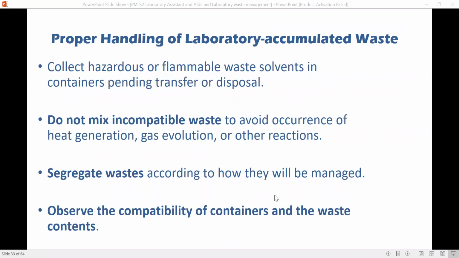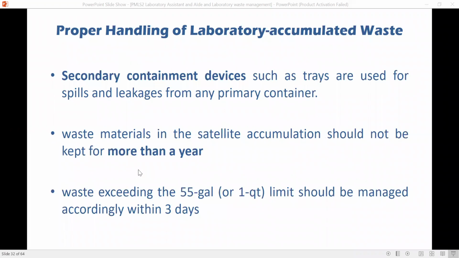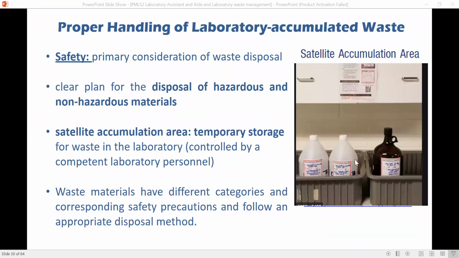Okay. So collect hazardous or flammable waste solvents in containers pending the transfer or disposal. So lalagay yan mga hazardous chemicals sa isang lalagyan, mga flammable waste, isang lalagyan, bago i-dispose. So do not mix incompatible waste to avoid occurrence of heat generation, gas evolution, or other reactions. So yun yung sinasabi kong dapat compatible yung mga waste na nakalagay dito sa ating mga containers. Tama? Okay.